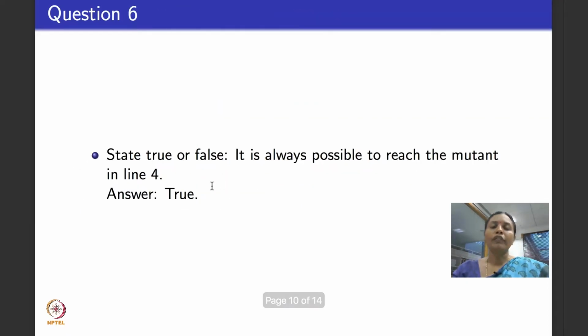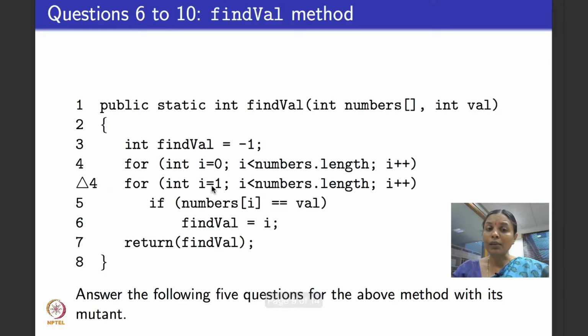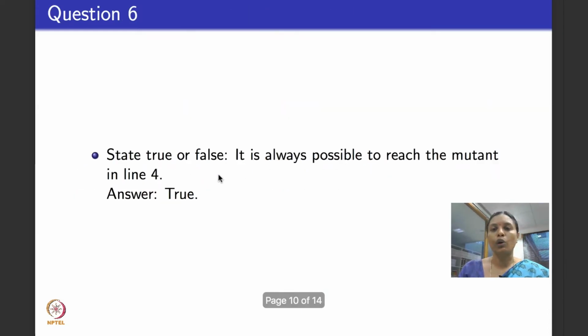So then you were given 5 questions in the assignment about this method and its mutation in line 4. The first question was a simple true or false question. It asked the following: is it always possible to reach the mutant in line 4? The answer is true. We'll see why. The answer is very simple, because line 4 is right in the beginning. It's in the second line of the method. The first line is just an initialization of this variable called findVal. Second line is the for statement. So you can obviously reach. It's not embedded inside any if or while or anything like that. So reachability is always true.